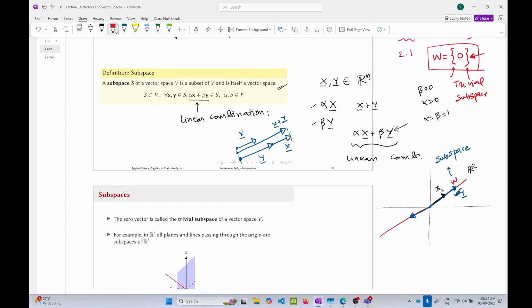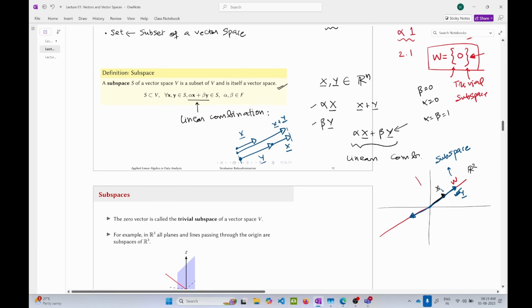Let's look at another example. What about this? The other line passing through the origin. Is this a subspace of R2? I'll call it B. Yes, it doesn't matter. The argument we had is independent of direction, right? So it means any straight line passing through the origin in R2 is actually a subspace of R2. Okay.